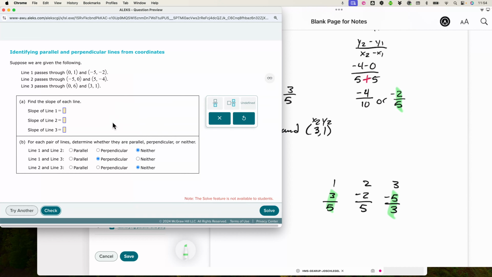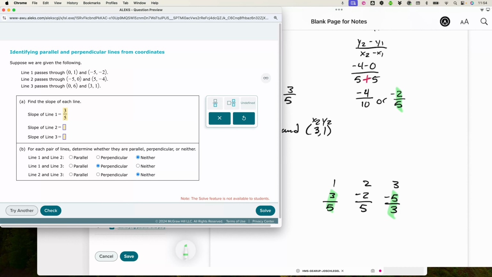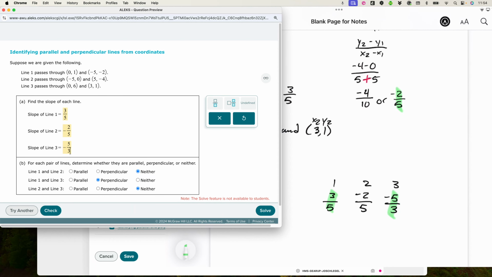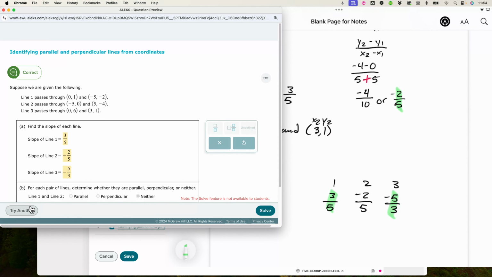Fill in the box. So slope of line 1 is 3 over 5. I hope I did these right. We're going to see slope of line 2 is -2 over 5. Slope of line 3 is -5 over 3. Looks like I got it right. Let's try another.